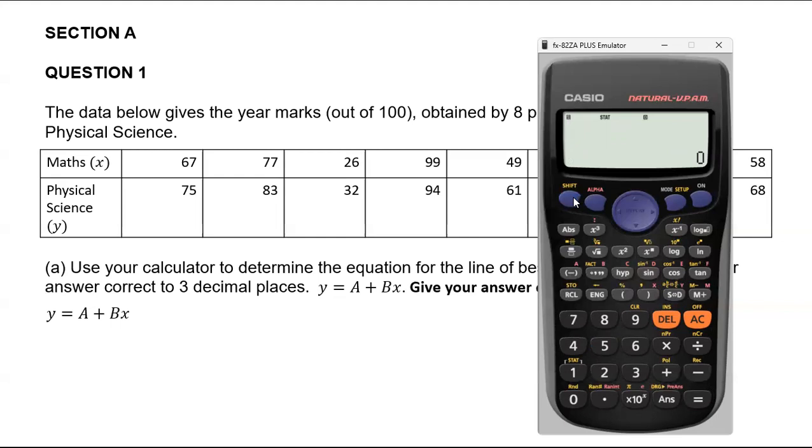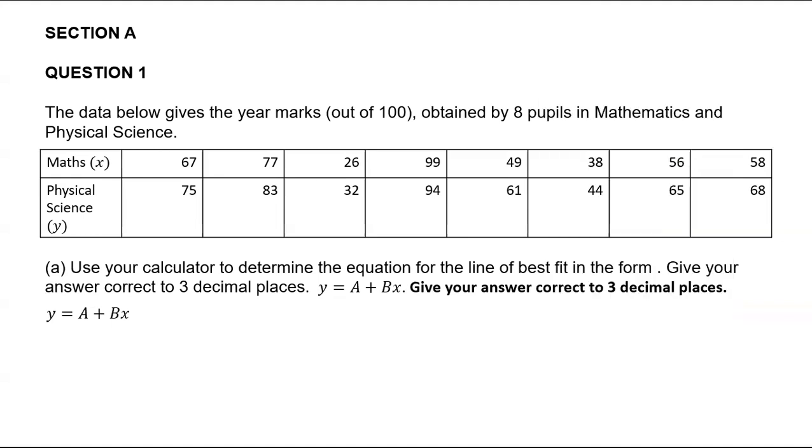Then go to Shift, then Statistics. We are dealing with regression lines here. Then you'll press 5. To find the value of A, you'll press 1 and then the equal sign. The value of A will be 14,533 because they said round it off to 3 decimal places. Okay, and this is what we will have.